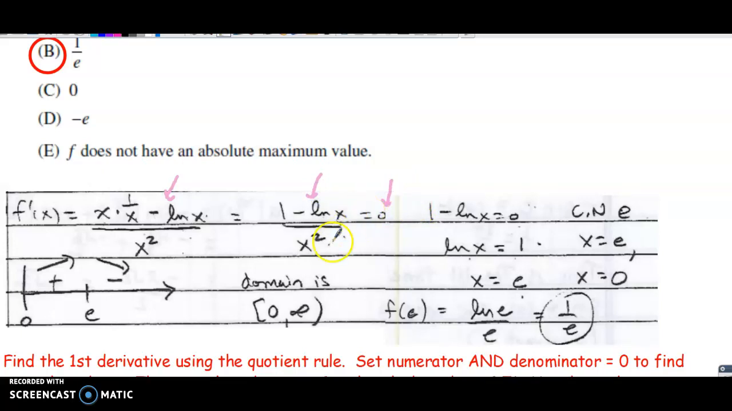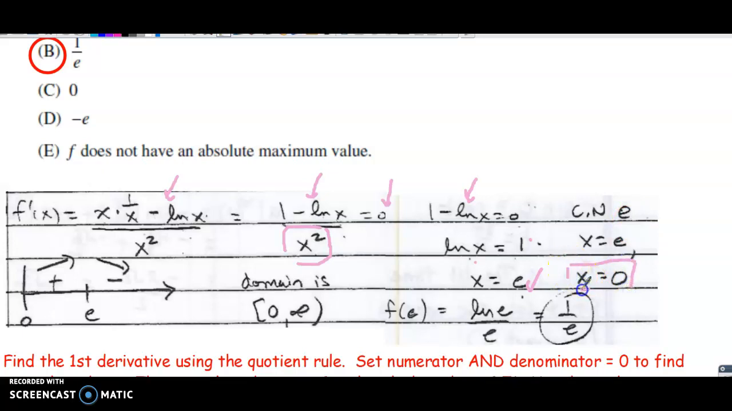And we also have to consider the denominator. Remember, a critical number is anything that makes the first derivative 0 or undefined. So I set the numerator equal to 0. Subtract 1, divide by -1 right here. And e to the first, when we undo the logarithm, e to the first is e, so we have an x value of e. And what makes the denominator 0 is 0.